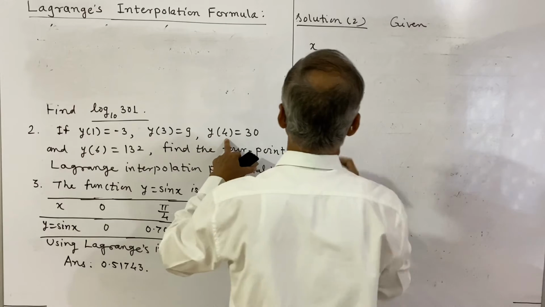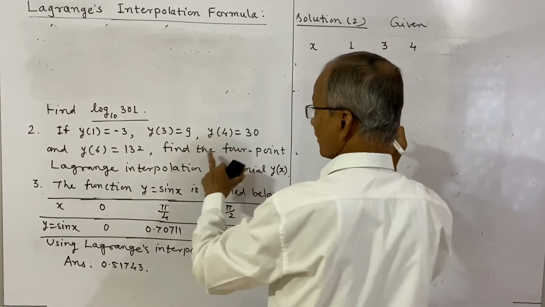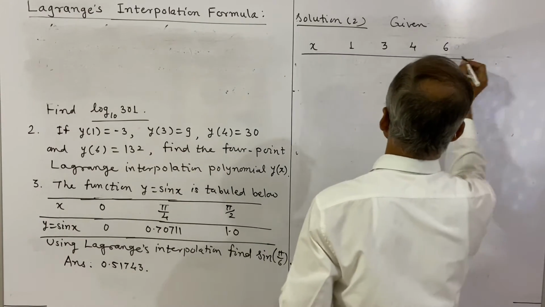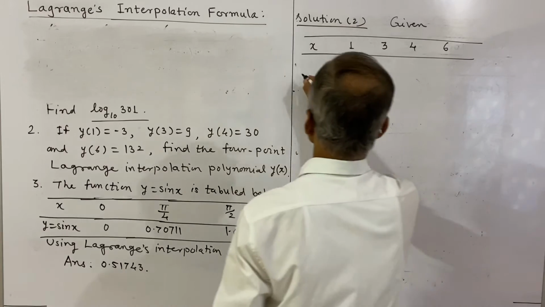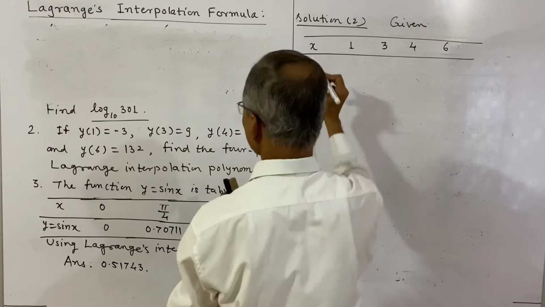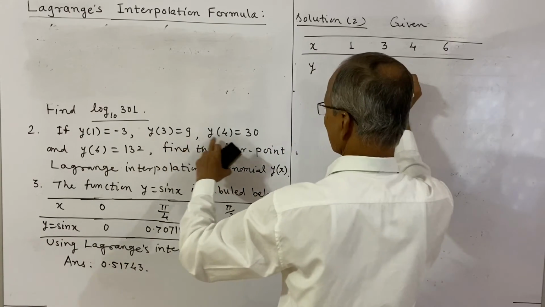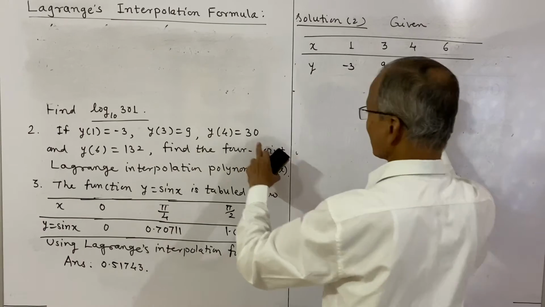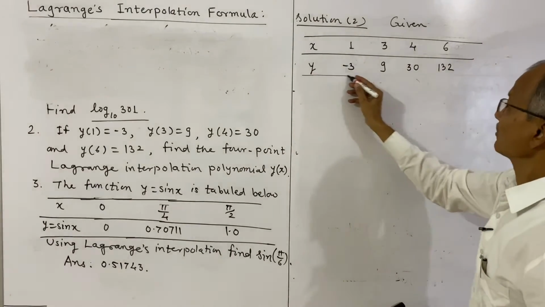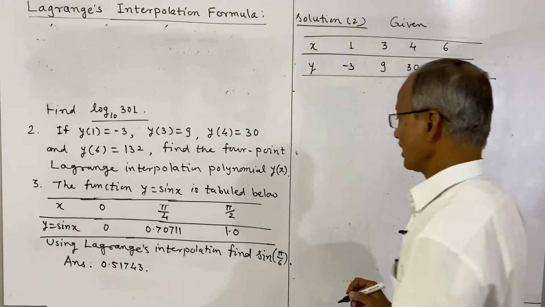Given values of x: 1, 3, 4, and then 6. And next the values of y. Y of x, or simply we can write y. Y is minus 3, then 9, 30, and 132. So these are the values of y.